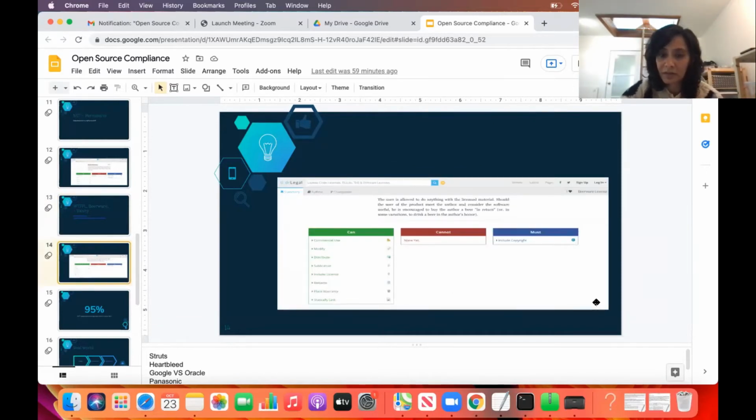So this is the beerware license. It says you're allowed to do anything with the licensed material should the user of the product meet the author and consider the software useful. He is encouraged to buy the author a beer in return, right? So this is an actual license, and it's very weird, right? No one's been sued because of this license, but you see a ton of these licenses out there, and a lot of it is just all fun and games, right?